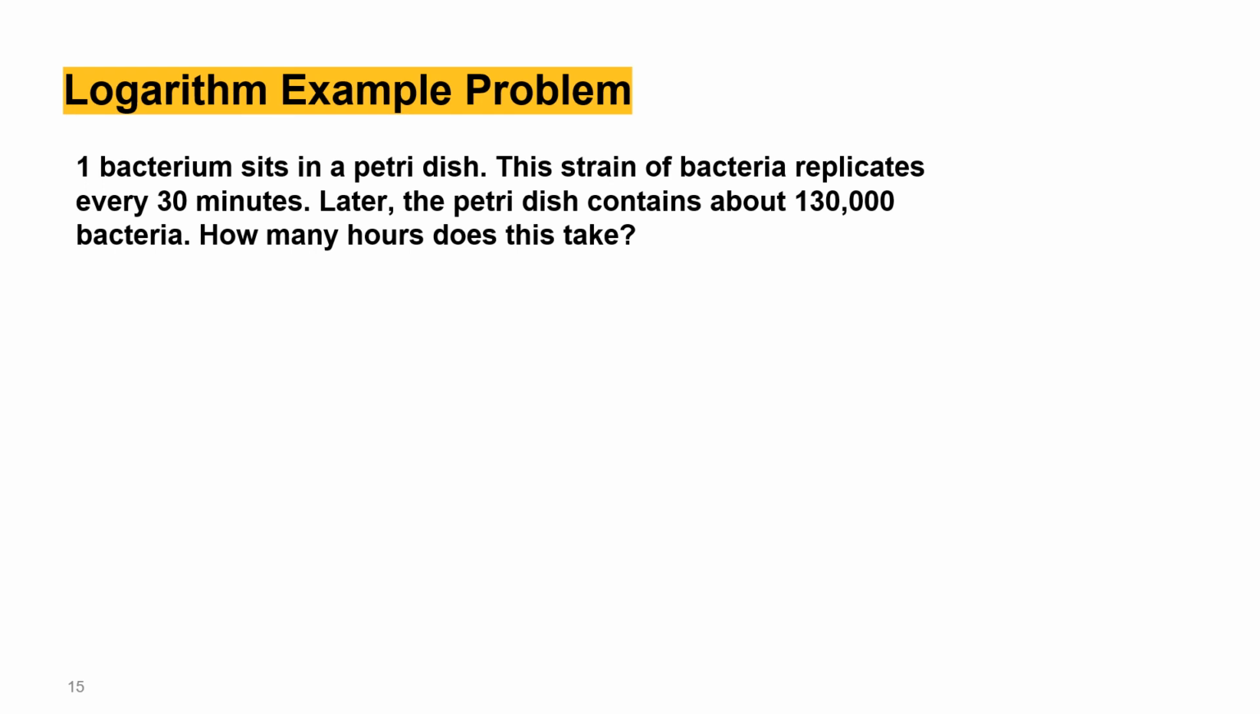This is a more in-depth example. One bacterium sits in a petri dish. This strain of bacteria replicates every 30 minutes. Later, the petri dish contains about 130,000 bacteria. How many hours does this take? Well, after 30 minutes, the one bacterium doubles to 2. After another 30 minutes, it doubles to 4. It looks like we have an exponential growth with a base of 2, being multiplied by 2 each replication. The exponent is the number of 30-minute intervals that have passed.